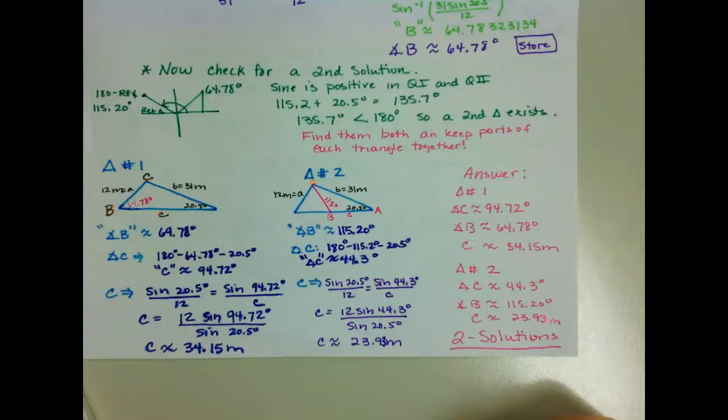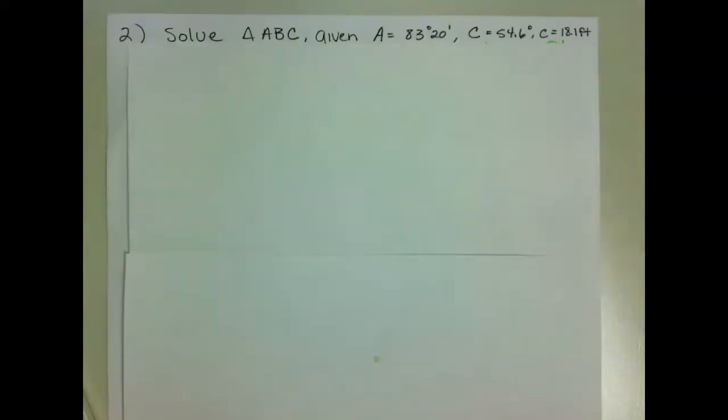You want to be sure to check for that second case, that ambiguous case, and make sure you get all of the things that you calculated associated with the right triangle. Okay, so now we're going to move on to a different type of triangle. All right, guys, just 2 problems left to do, so hang in there.